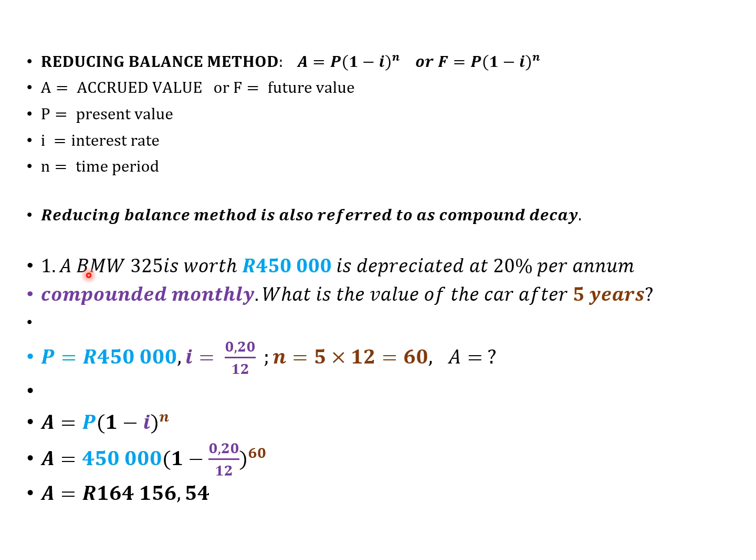Alright, so a BMW 325 IS worth 450,000 Rand is depreciated at 20% per annum, compounded monthly. What is the value of the car after 5 years?